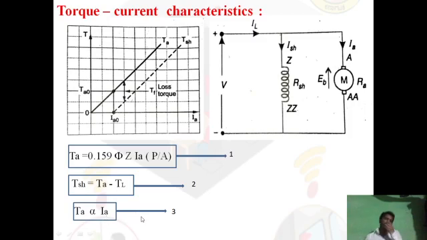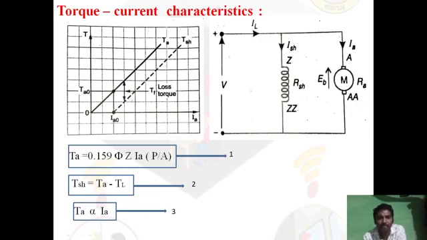That means we have to concentrate on two parameters, that is the torque and the armature current. We have to concentrate on these two parameters. If you observe the other parameters of the equation, they remain constant: 0.1595, Z, P by A. They remain constant.